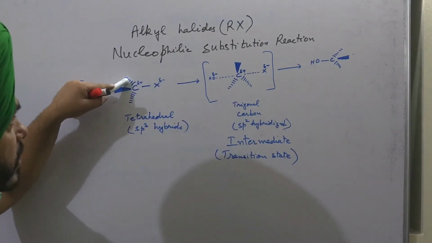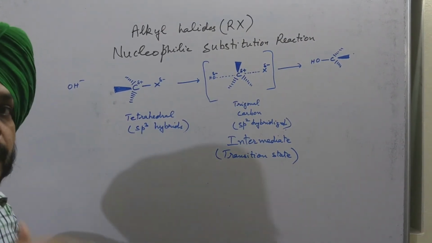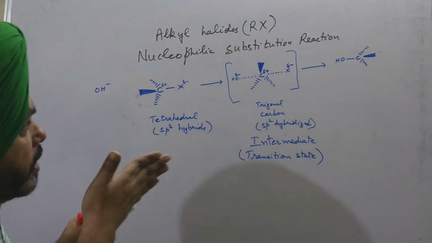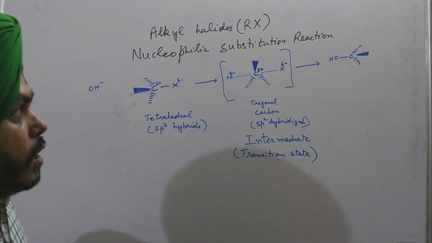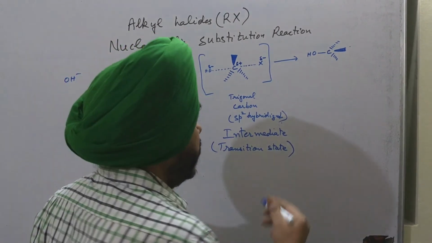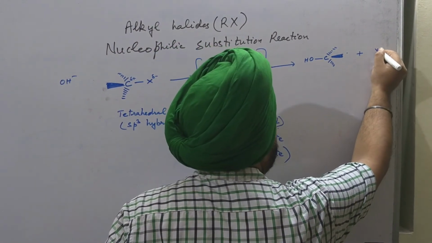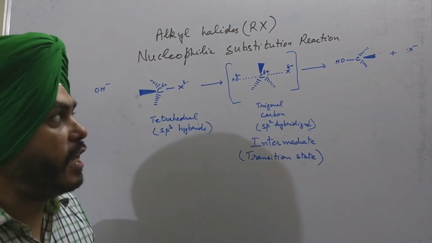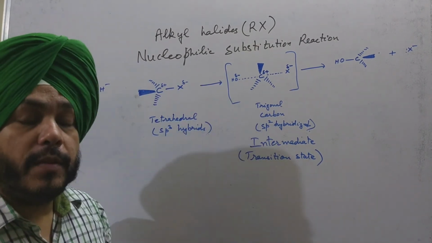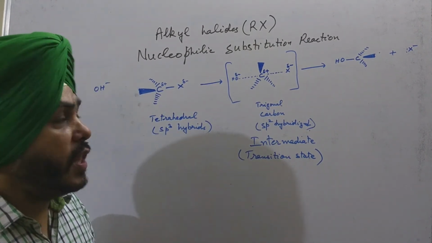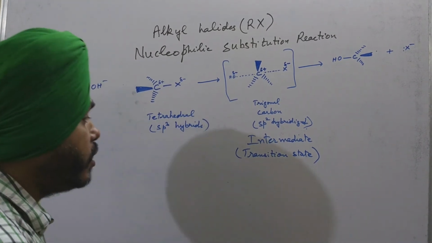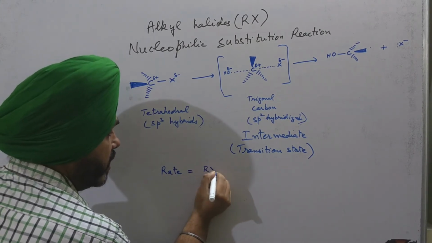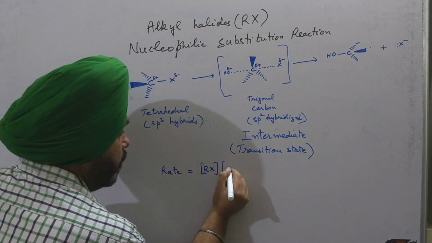The bonds we show with the dotted lines are going inside the plane of the board, and bonds with the solid wedges are coming out of the plane of the board. So it is complete inversion of configuration, and of course the halogen atom leaves with the shared pair of electrons, so it now has a complete negative charge. This kind of reaction is one of the mechanisms of the nucleophilic substitution reaction, and its rate of reaction is dependent on both the alkyl halide and the nucleophile.